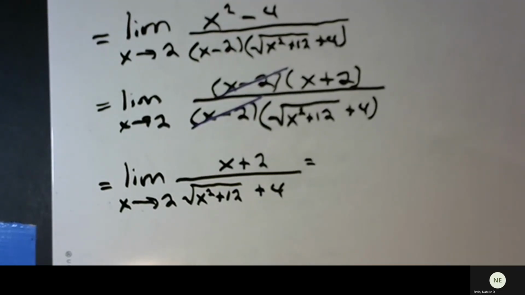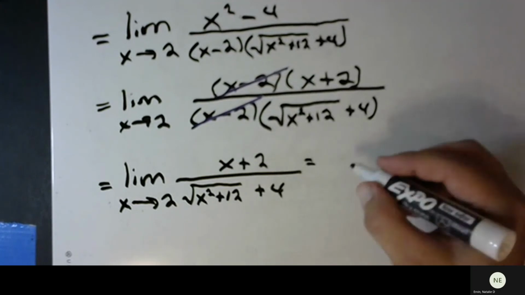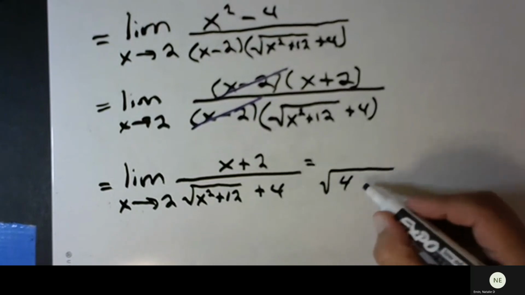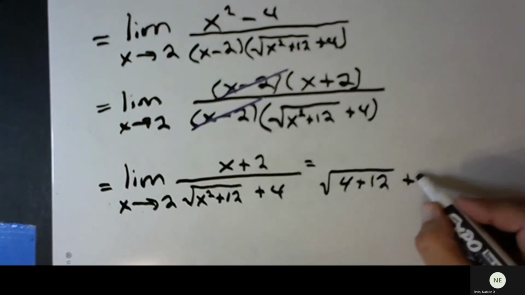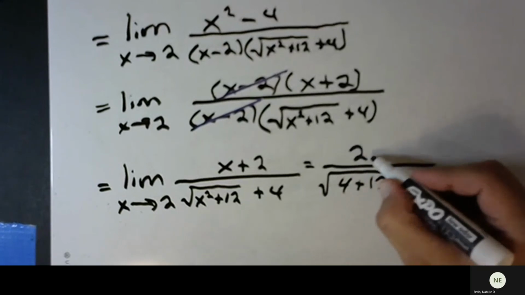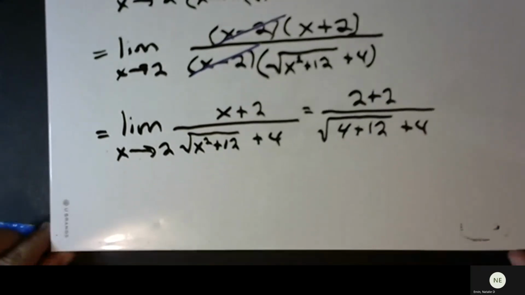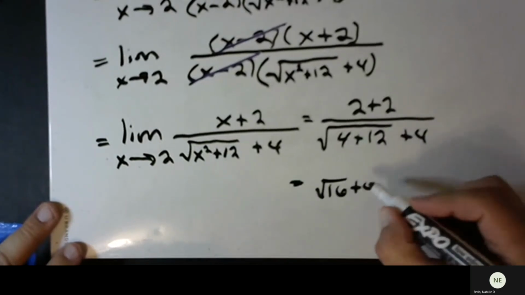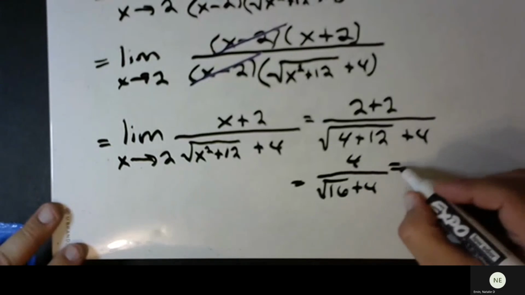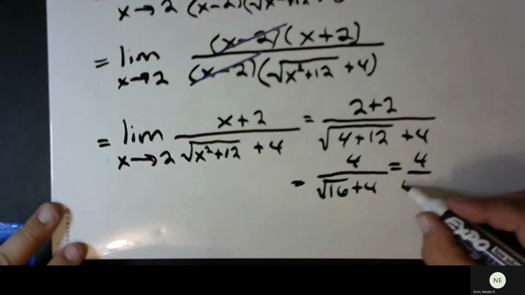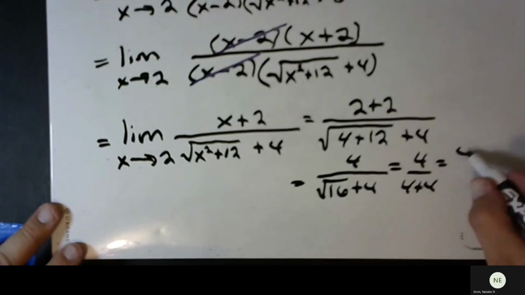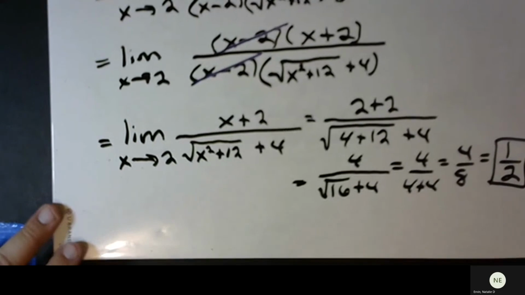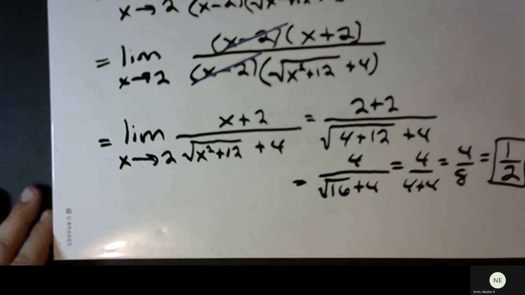And taking a look at this, we're not going to get a division by 0. We're not going to get 0 in the bottom. So this will be the square root. 2 squared is 4, so that's going to be 4 plus 12 plus 4 over 2 plus 2. Or square root 16 plus 4 over 4. Or 4 over 4 plus 4. 4/8. Or 1/2. And that's going to be the answer.